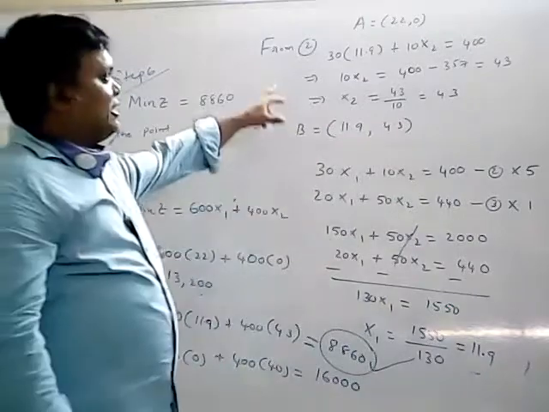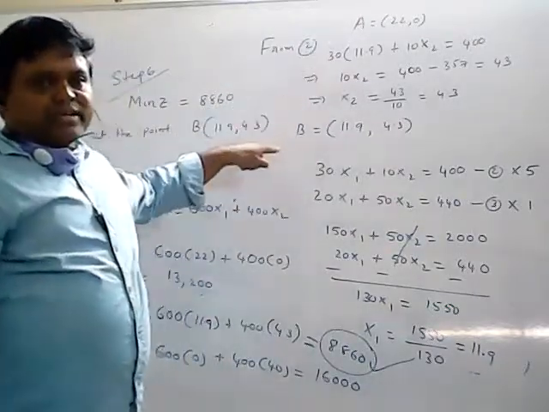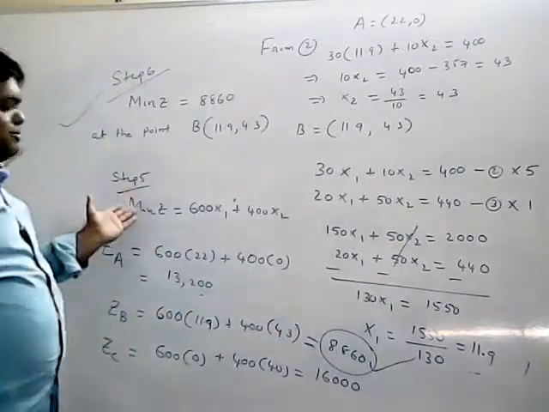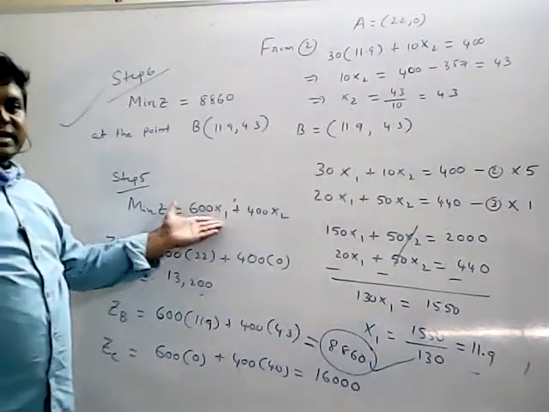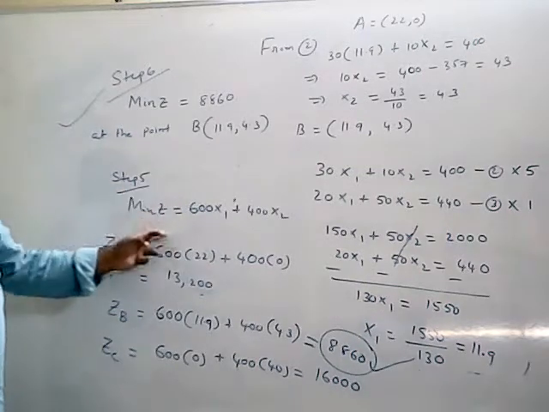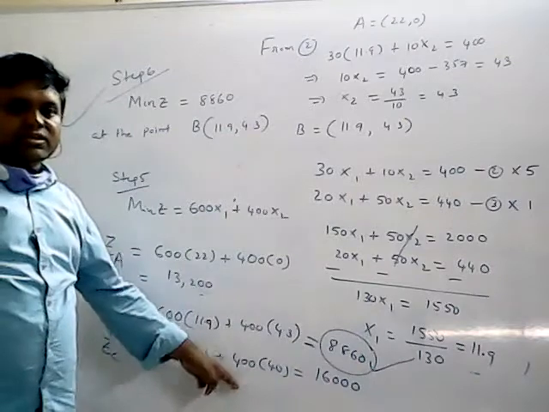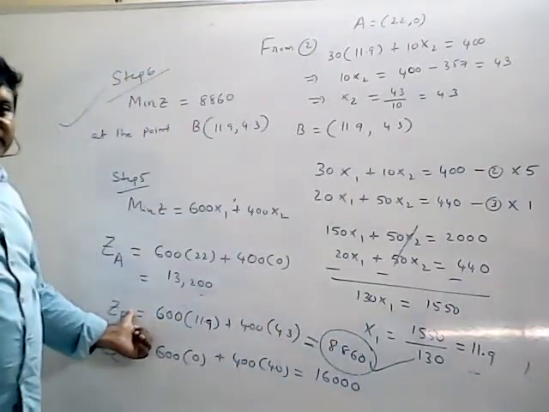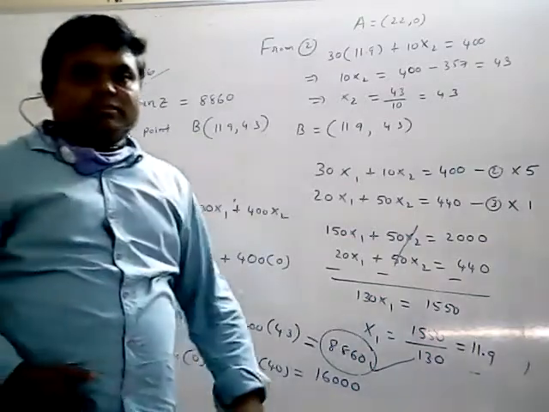Next, I identified point A, point B, and point C. After that I considered the objective function, which is given as minimization. Then I substituted points A, B, and C. Since the objective function is minimization, I go for the minimum value. What is the minimum value? I got 8,860. At which point? Point B. So this is your answer for this problem.